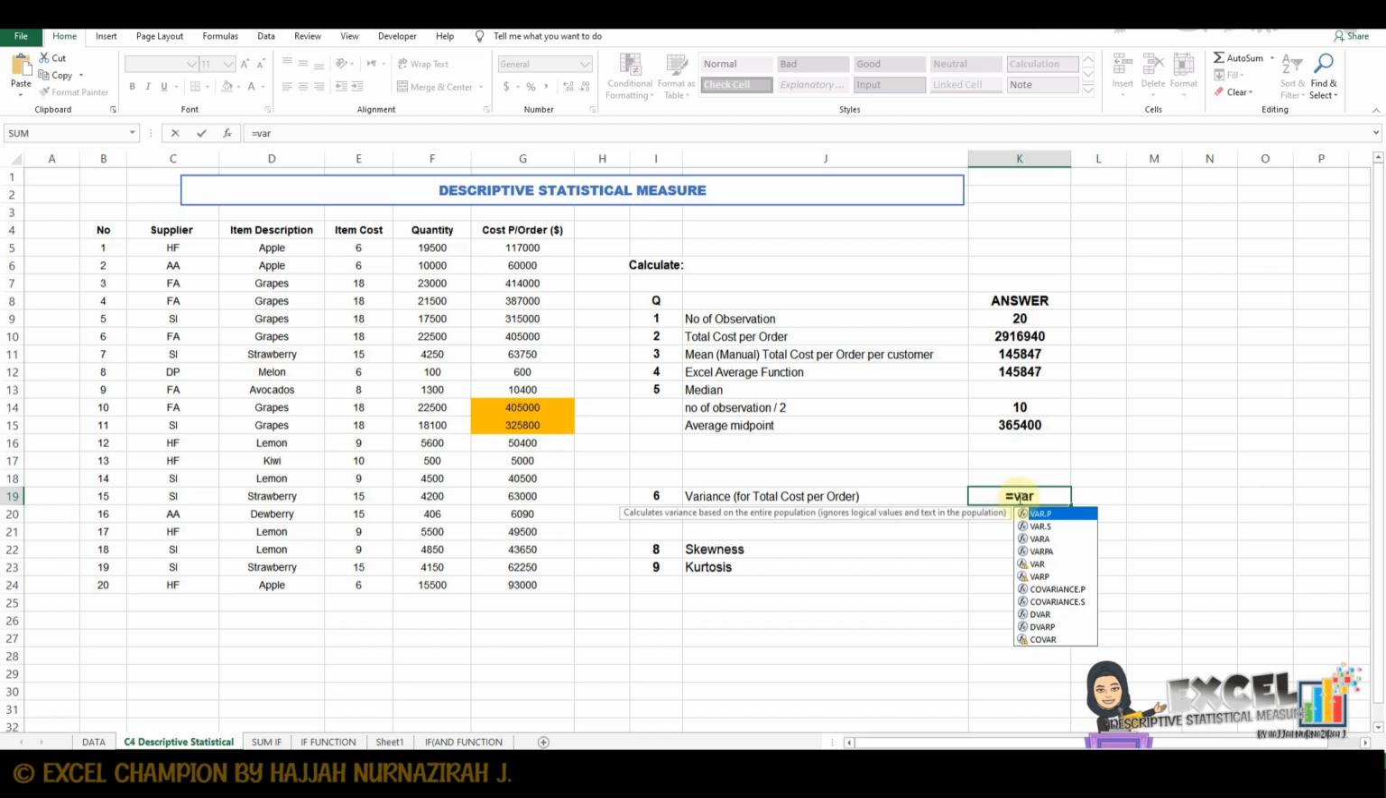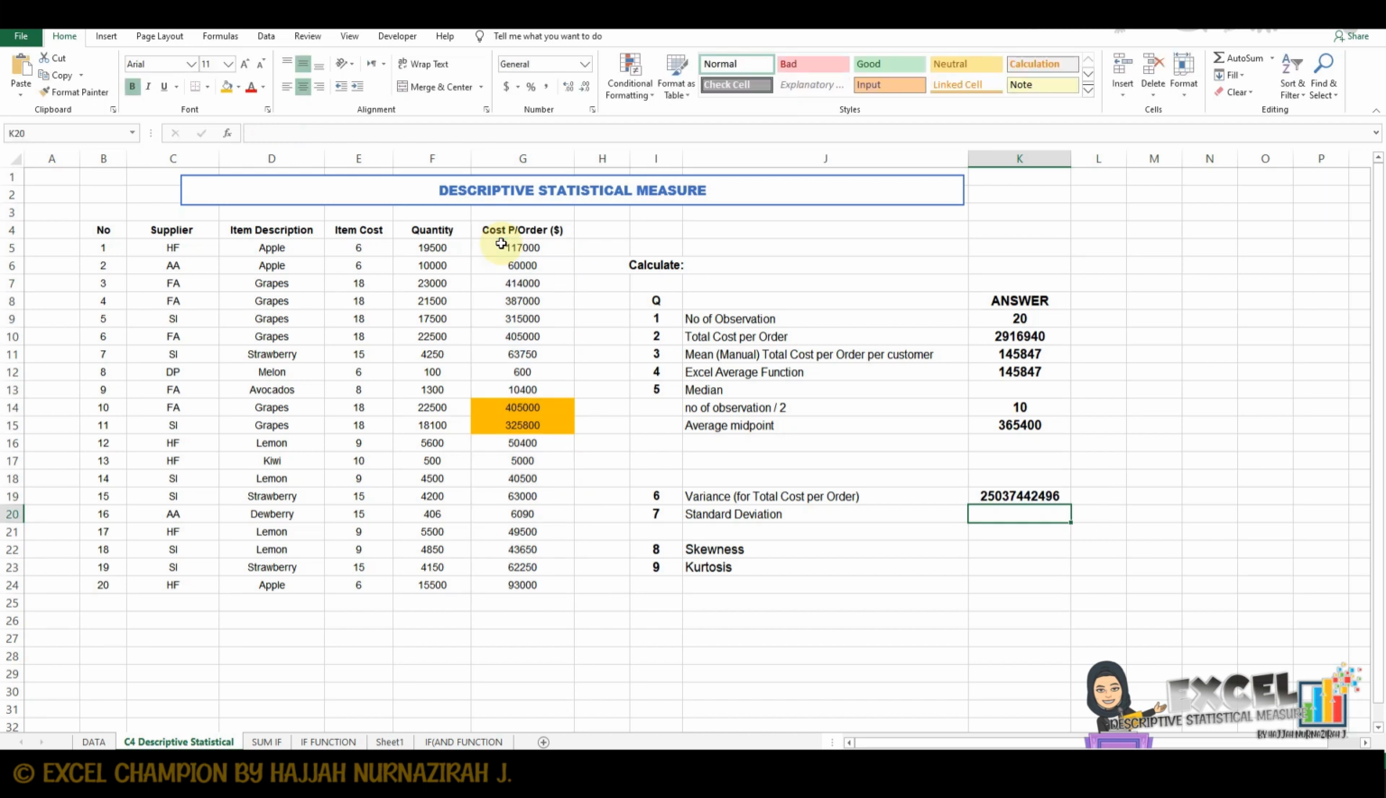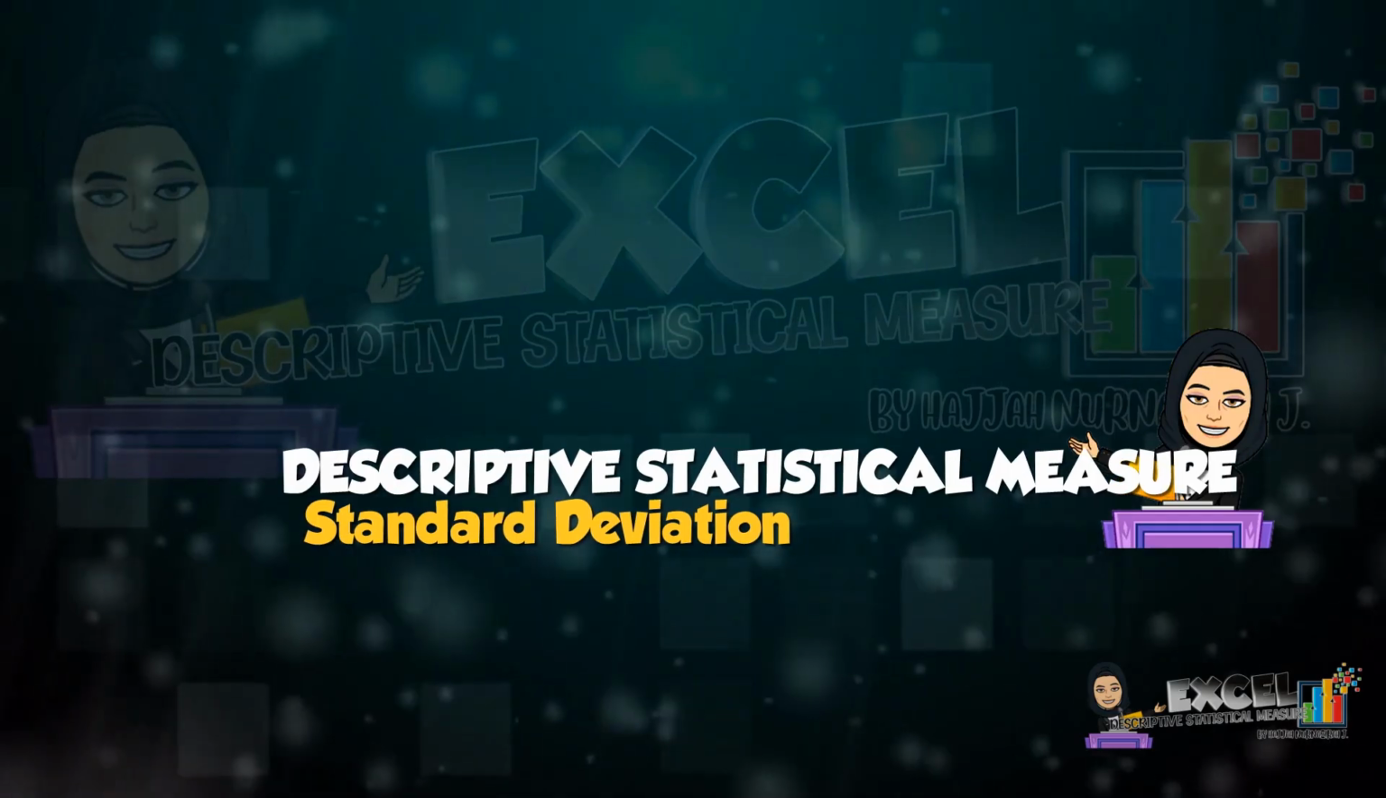Next, variance. This is a straightforward formula, equal variance. Now we have many options. Choose VAR.S. Double click. Shift control arrow down. Enter. This is our variance value.